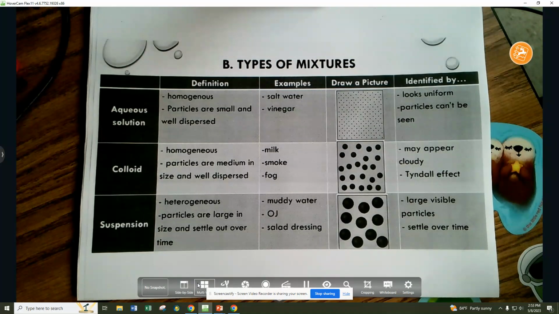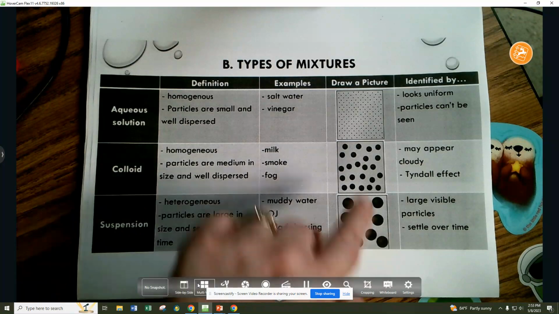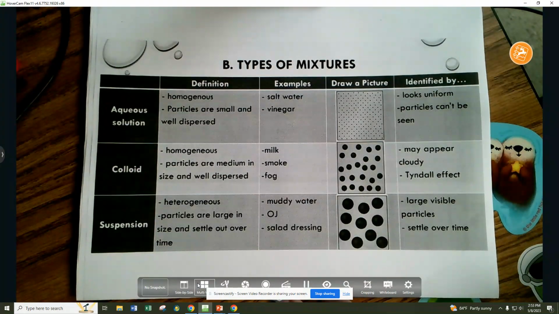We are in the same boat with a colloid because it's also homogeneous. Yes, the particles are a little bit larger in size, but they are still well dispersed and can't be distinguished. How we separate these two from one another is through the Tyndall effect. If you have ever been the driver or passenger in a vehicle in foggy conditions, you may have tried to put your brights on. You would find that the high beams on your vehicle are a very bad choice because of the Tyndall effect.